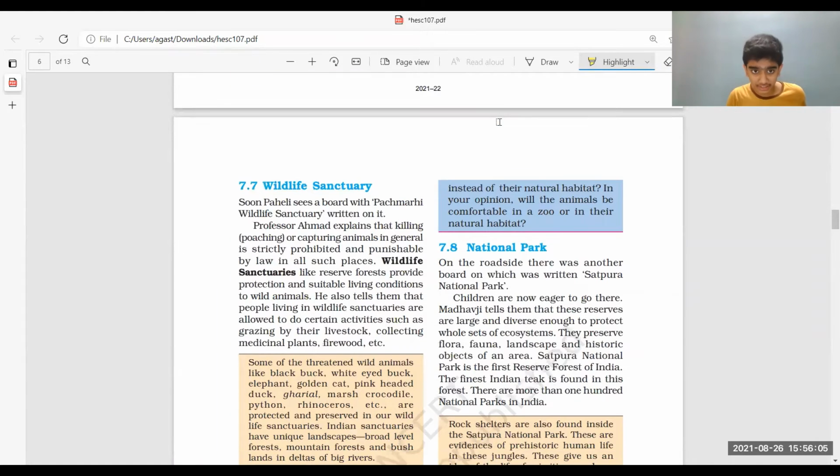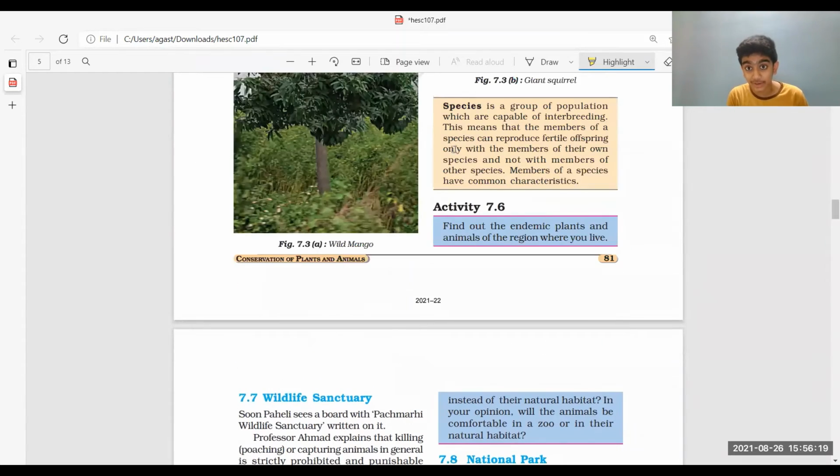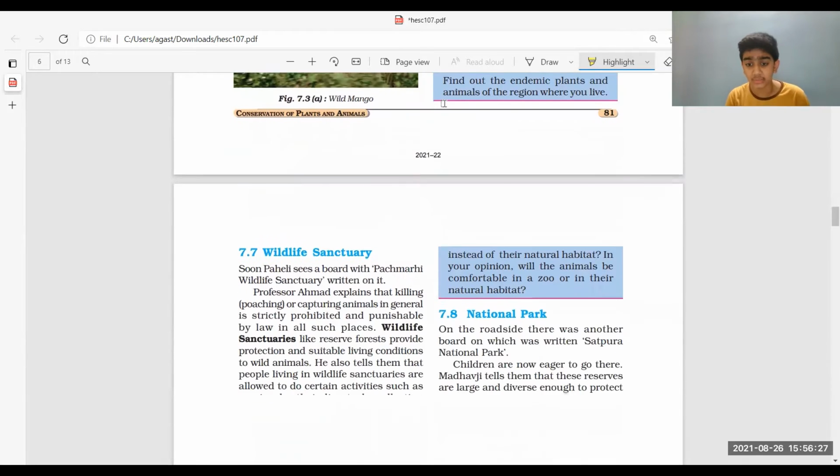And wildlife sanctuary. Wildlife sanctuaries are kind of reserve forests that provide protection and suitable living conditions for wild animals. I hope you understood this point. And species, I think I forgot to cover that point. A species is a group of population which are capable of interbreeding. I hope you understood this point.